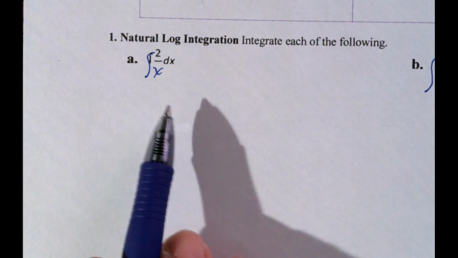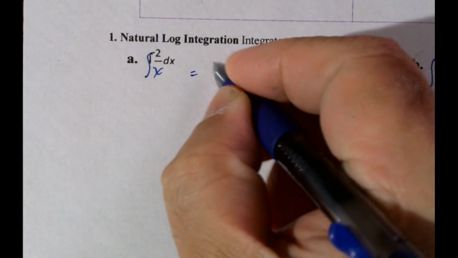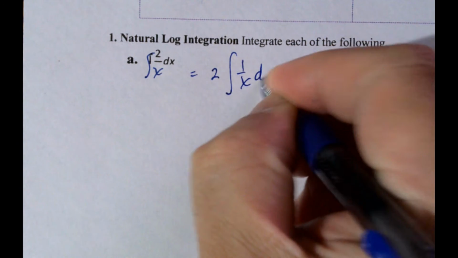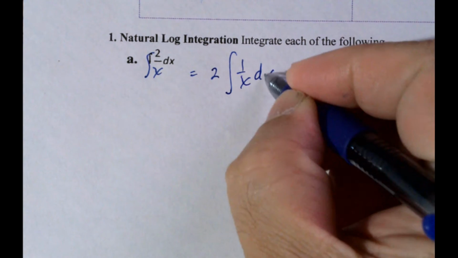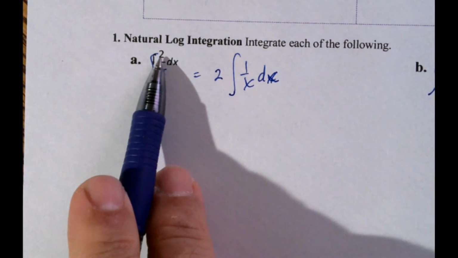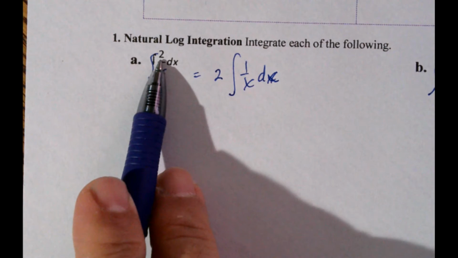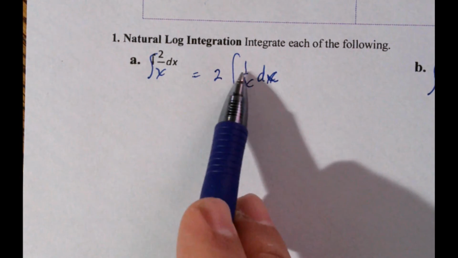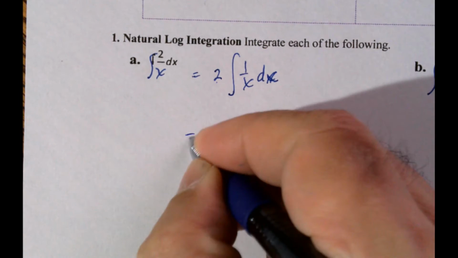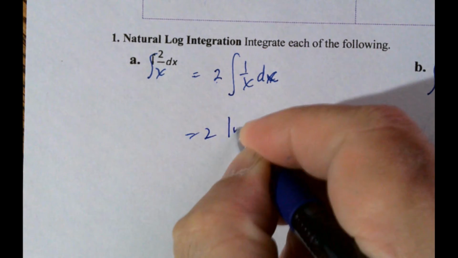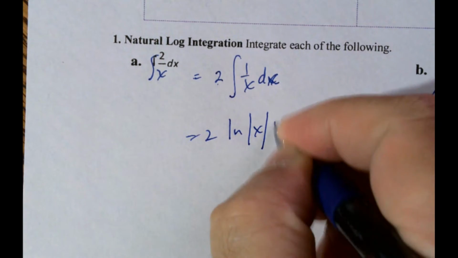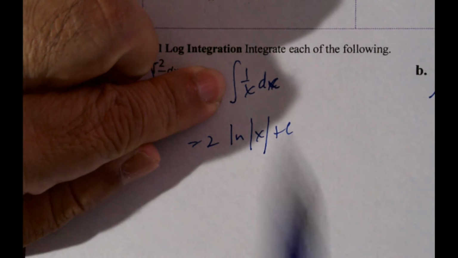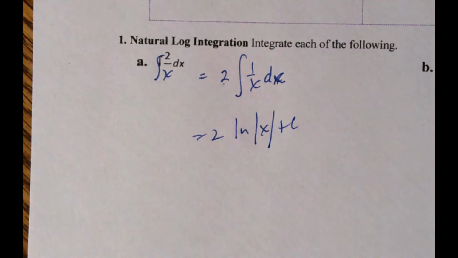All right, so this becomes 2 times the integral of 1 over x dx. What I mean by that is, this is just a regular number, 2, so I can take it out of the integral, right? 2 times 1 is 2, but I took it out. So this becomes 2 times the natural log of the absolute value of x plus c, because now I just have the integral of 1 over x dx. And the integral of that is natural log of absolute value of x plus c.